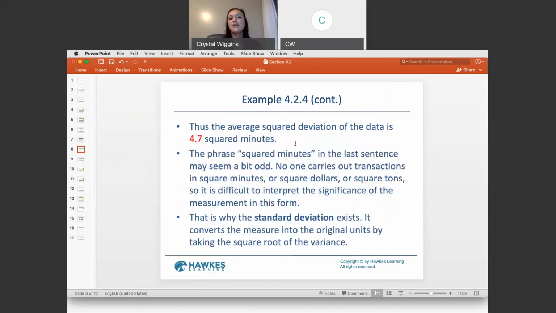Okay, so the average squared deviation of the data is 4.7 squared minutes. This is a good explanation of why we don't really use variance that much. The phrase squared minutes in the last sentence may seem a bit odd. No one carries out transactions in squared minutes or squared dollars or square tons. So it is difficult to interpret the significance of the measurement in this form. This is exactly why we are going to use standard deviation way more often.